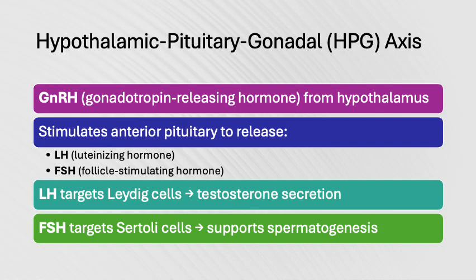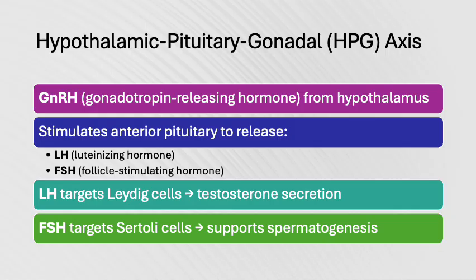Male reproductive function is tightly controlled by the hypothalamic pituitary gonadal axis. It begins in the hypothalamus, which secretes GnRH in a pulsatile rhythm. This hormone stimulates the anterior pituitary to release 2 gonadotrophins, LH and FSH.